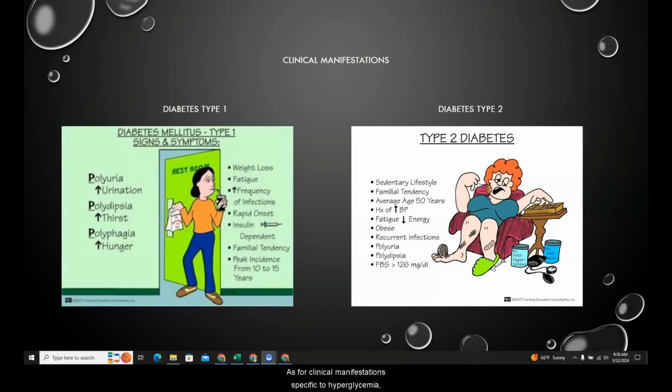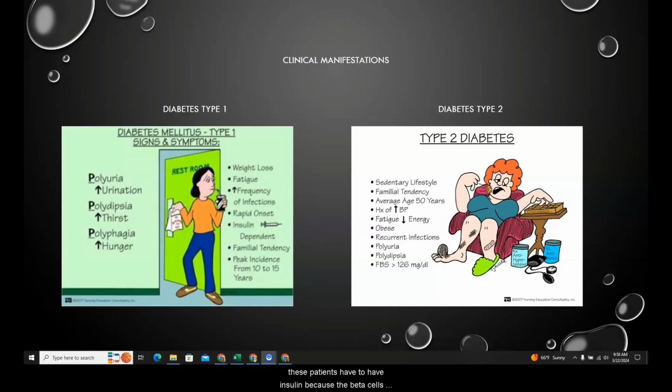As for clinical manifestations specific to hyperglycemia, we know the 3 Ps: polyuria, polydipsia, and polyphagia. So you will have an increase in urination, an increase in thirst, so they're drinking a lot of fluids, and an increase in appetite, so they're eating a lot. With type 1 diabetes, these patients are going to be on the thinner side. They'll have some weight loss, fatigue or lack of energy, and frequency of infections as well.